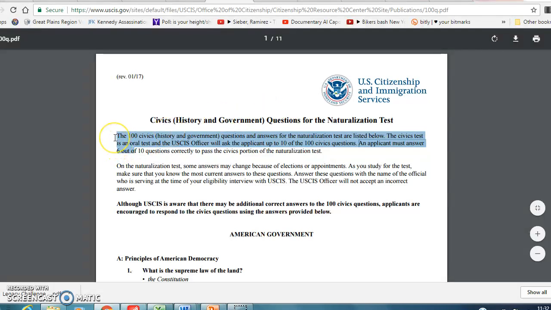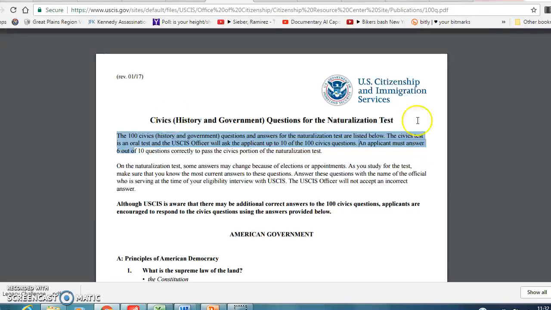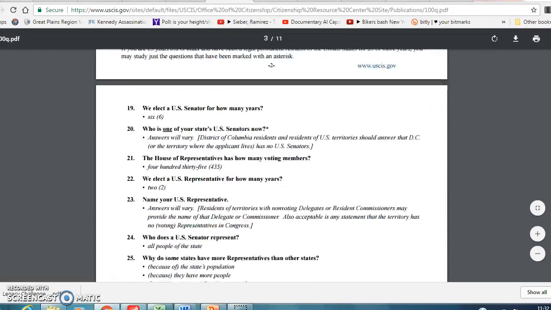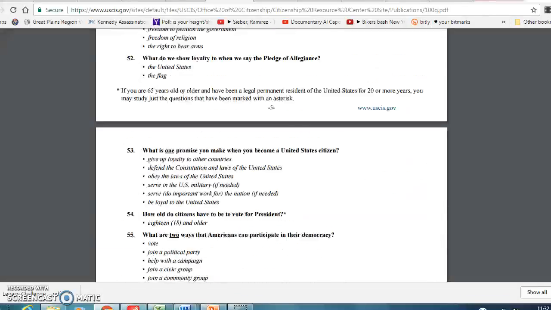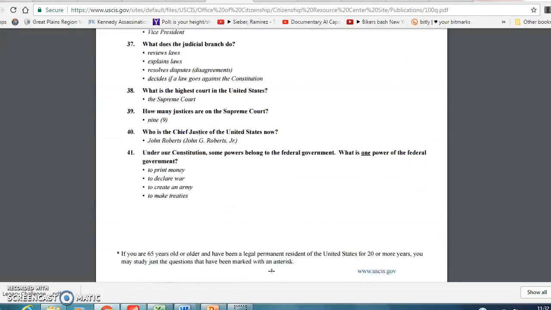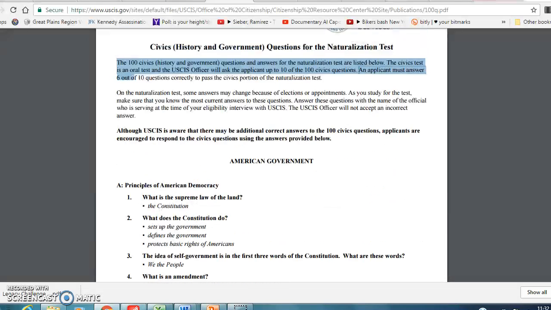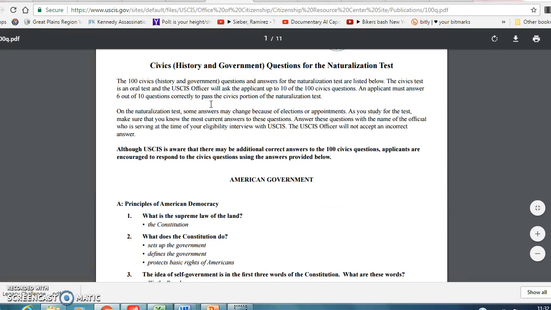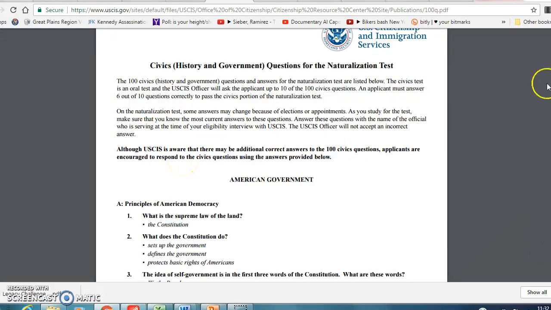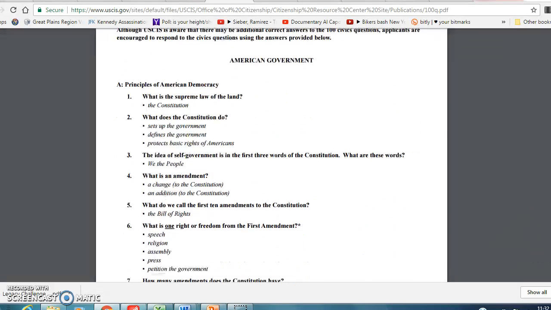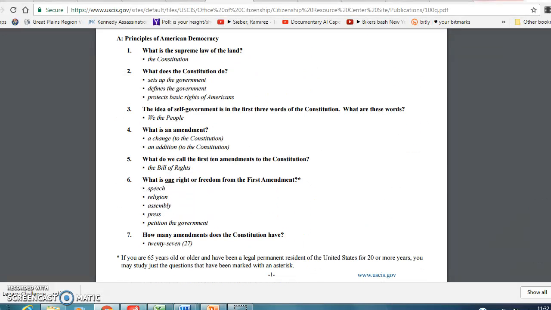Basically, for the civics test, there are 100 questions, and all 100 questions are on this page. This is the study guide for the test, and it even has some answers that go with each question. It will be an oral test, like you'll be interviewed by an immigration officer, and they will ask you 10 questions off of this list. And you have to get 6 out of 10 correctly in order to pass the civics portion. So basically, here are the 100 questions. They'll give you 10 of them, and you have to get 6 right.